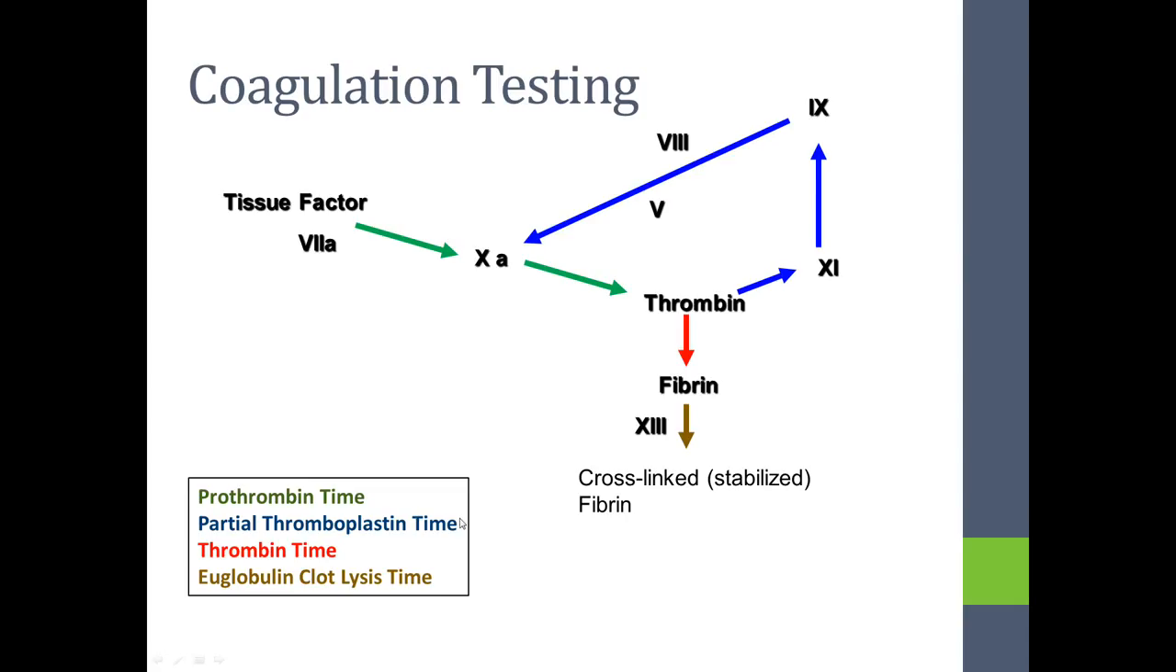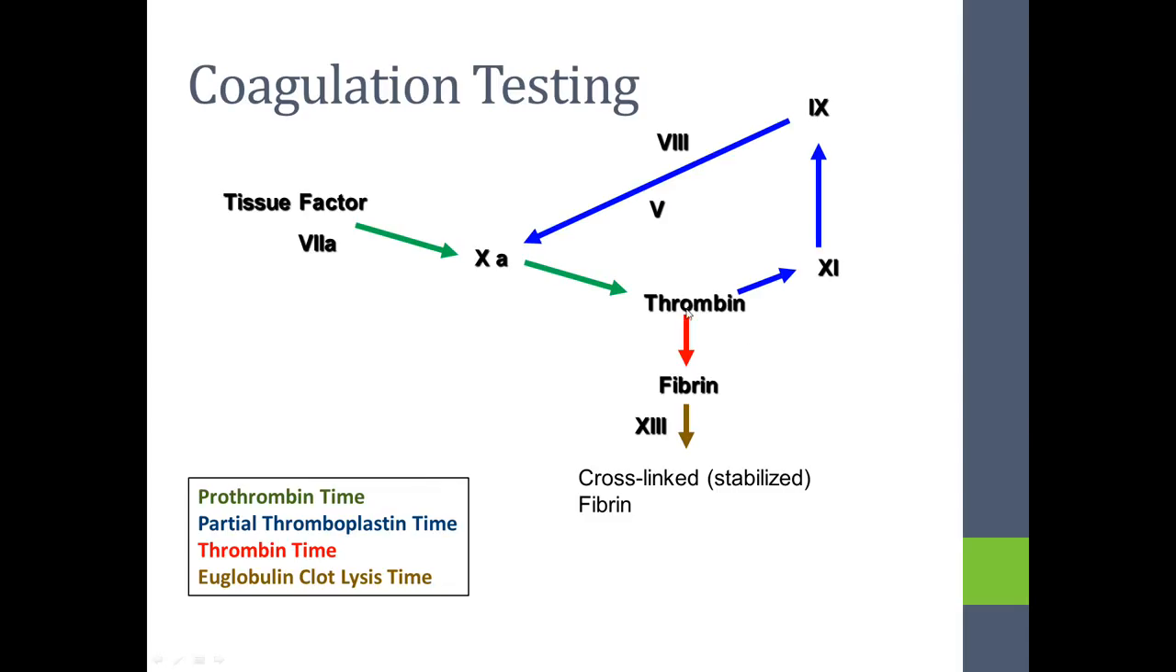The partial thromboplastin time measures the amplifying process. The classical reasons for partial thromboplastin time problems are deficiencies of factor 8 or factor 9. Factor 11 deficiency can also cause it, but typically these enzyme deficiencies produce a prolonged partial thromboplastin time.